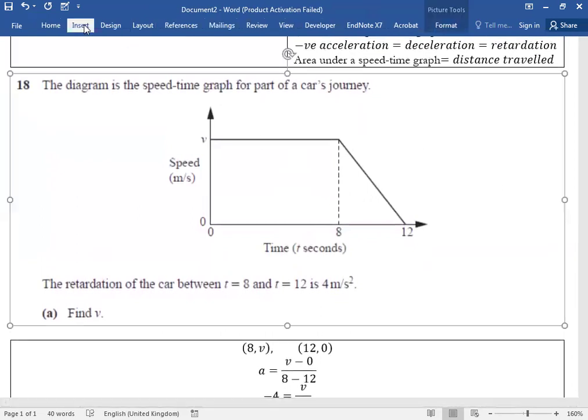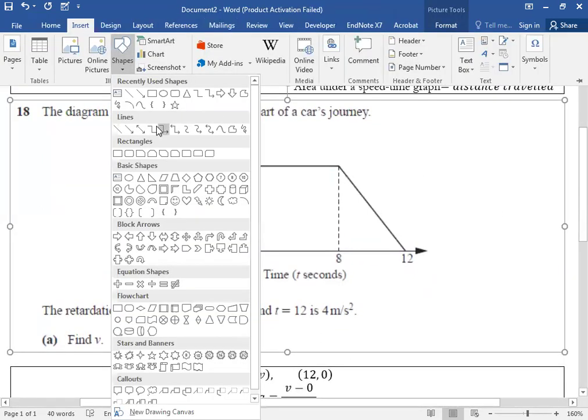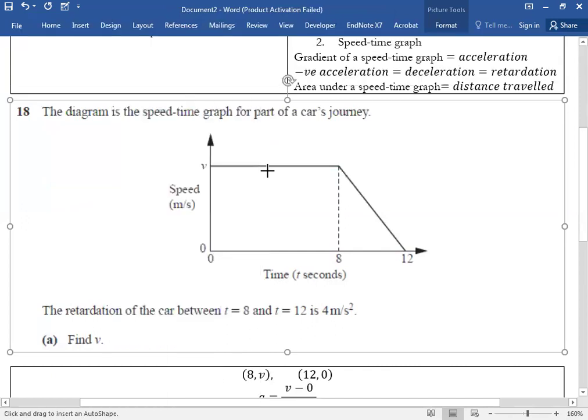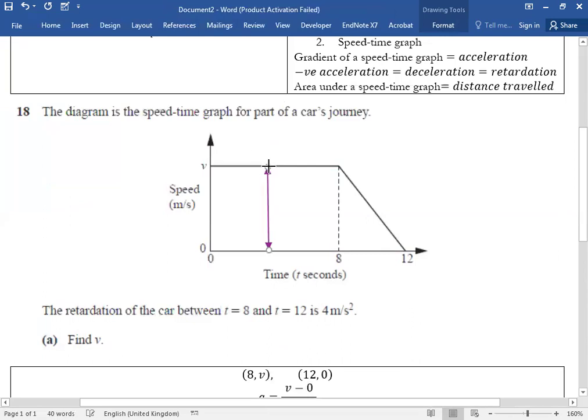Trapezium. What is the height of this trapezium? This is the height of the trapezium. Can we agree on this? This is what you need to understand. Is this the height of the trapezium? And what is this height? This height is V, it is not 8. So the height of the trapezium is V.